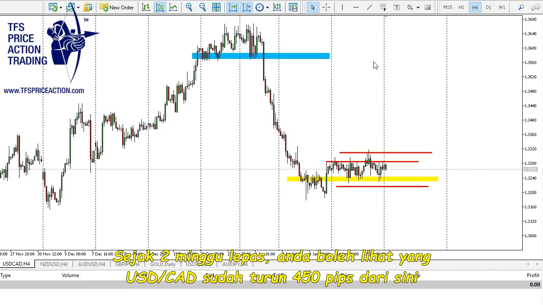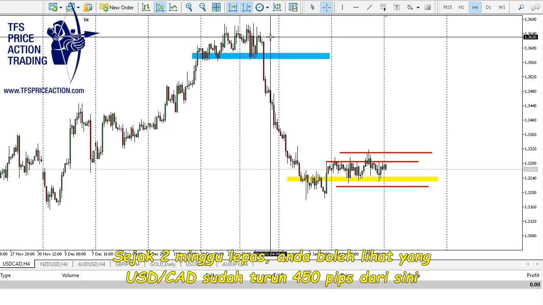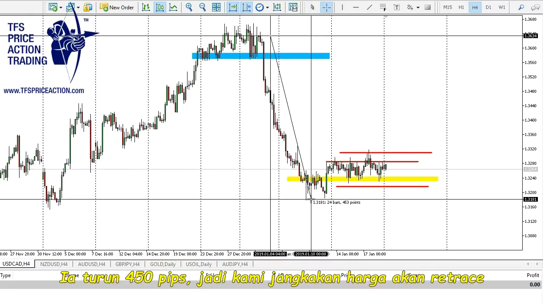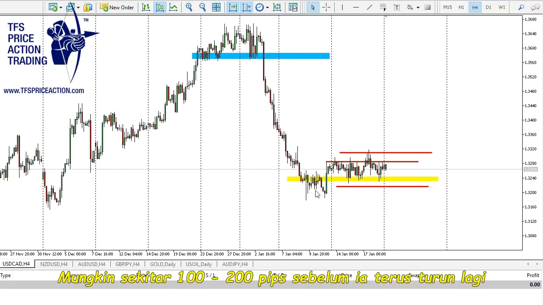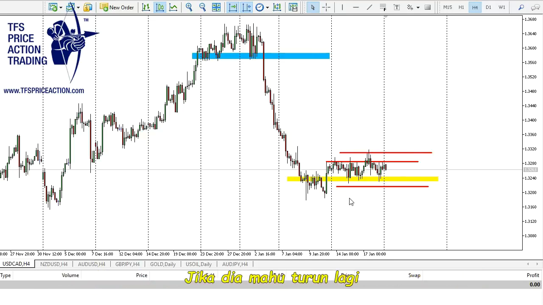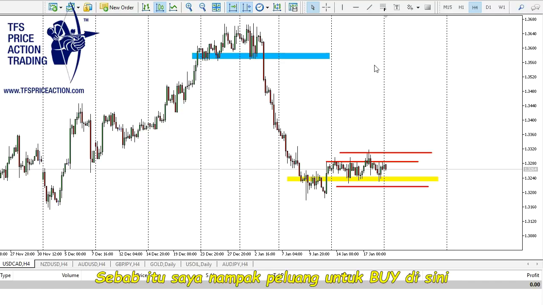From the last 2 weeks, you can see that USD Canadian dollar has dropped 450 pips from here. It dropped 450 pips, so we are expecting the price to retrace. Maybe it will retrace at least around 100 or 200 pips before continuing down, if it still wants to go down. So I see there's a good opportunity to buy here.